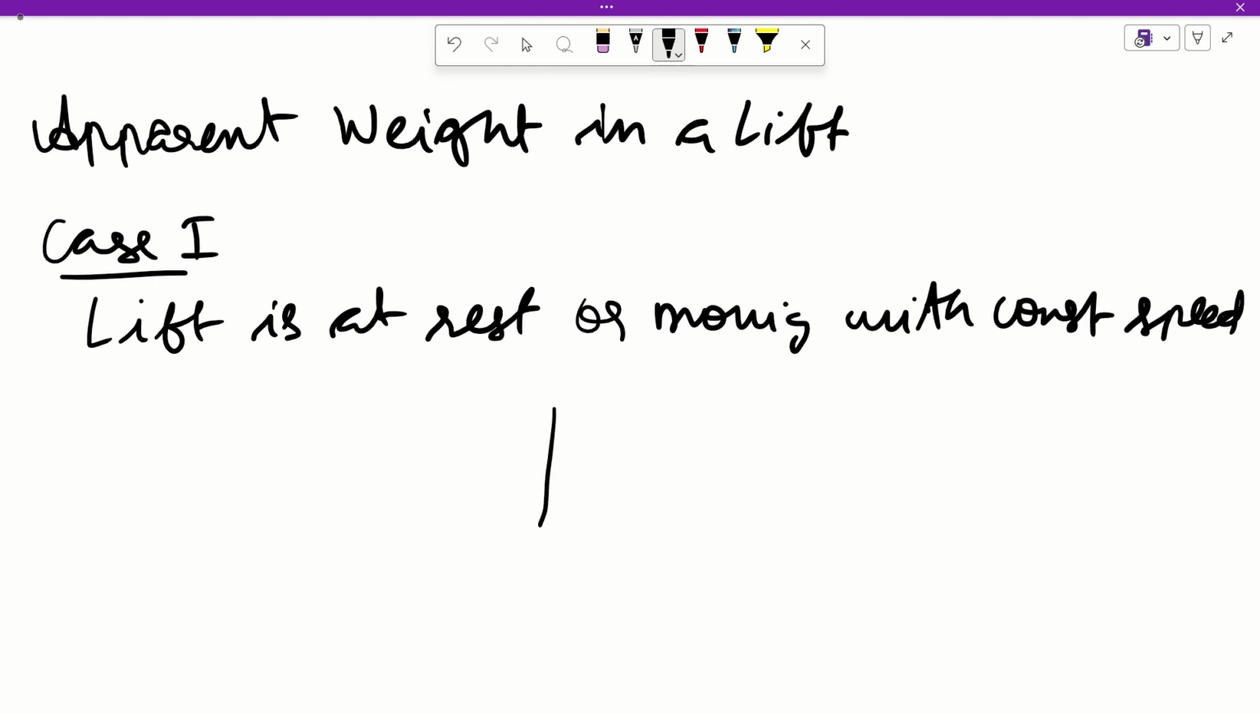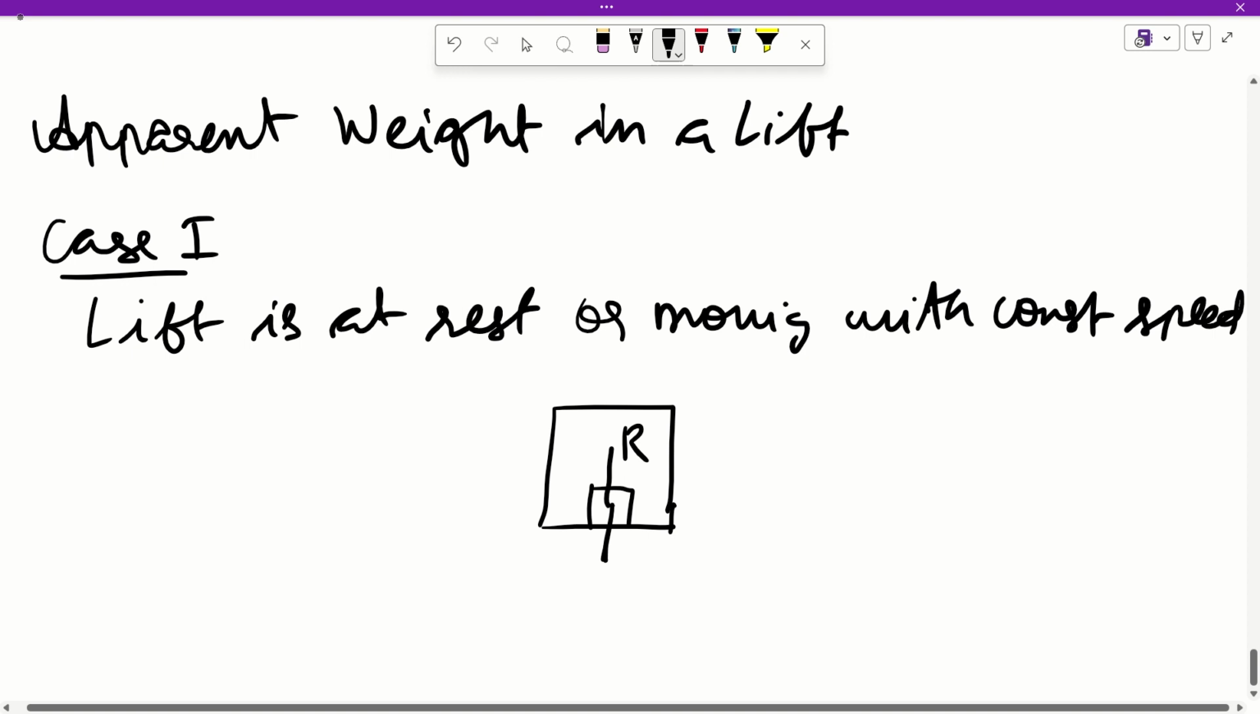This will be the lift, and this will be the object in the lift. This is the apparent weight R, and this is the actual weight, that is mg. Mg is the actual weight, and R is the apparent weight.